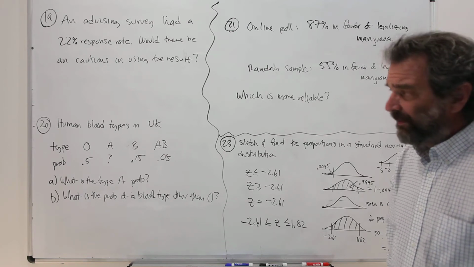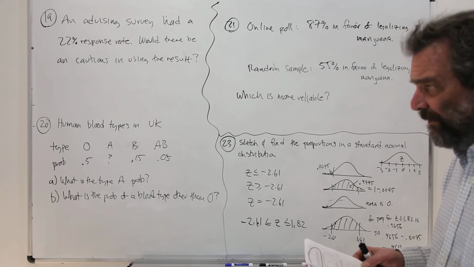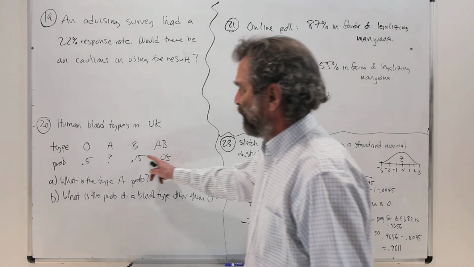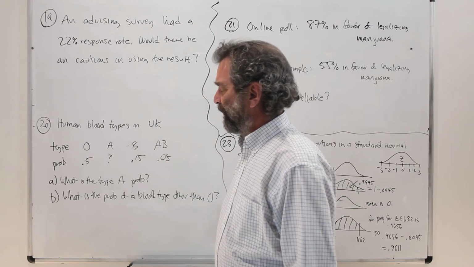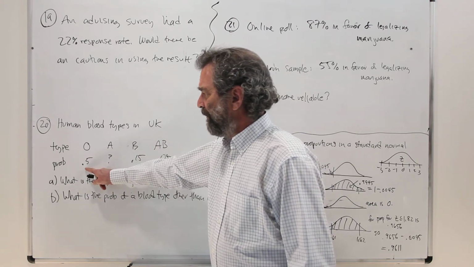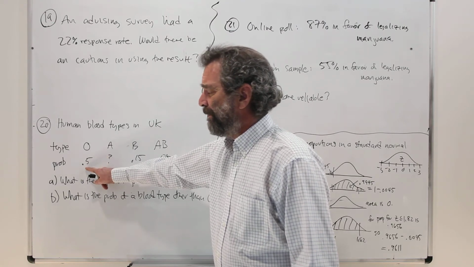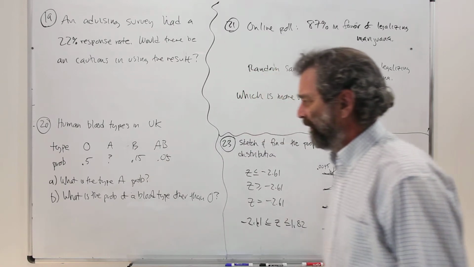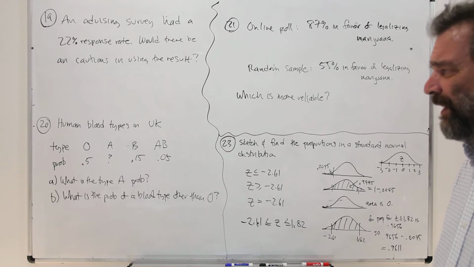Number 20. Here are human blood types. All of them can be classified as O, A, B, or AB. So those are the 4 different possible basic blood types for humans. In the United Kingdom, here are the probabilities that we recorded. Half of the people, so you have a 50% chance of choosing someone with type O, because half the people have type O, 15% have type B, and 5% have type AB. So we chose a person at random. What would be the chance they were type A?